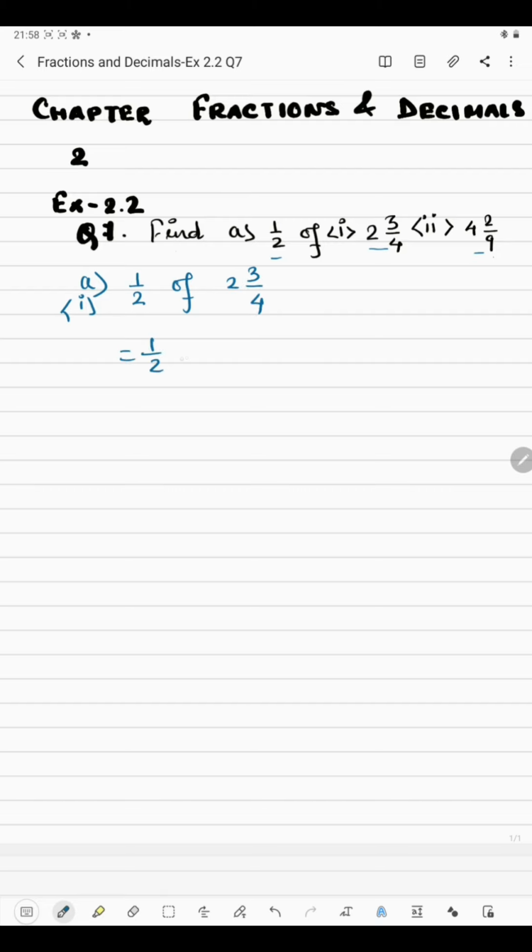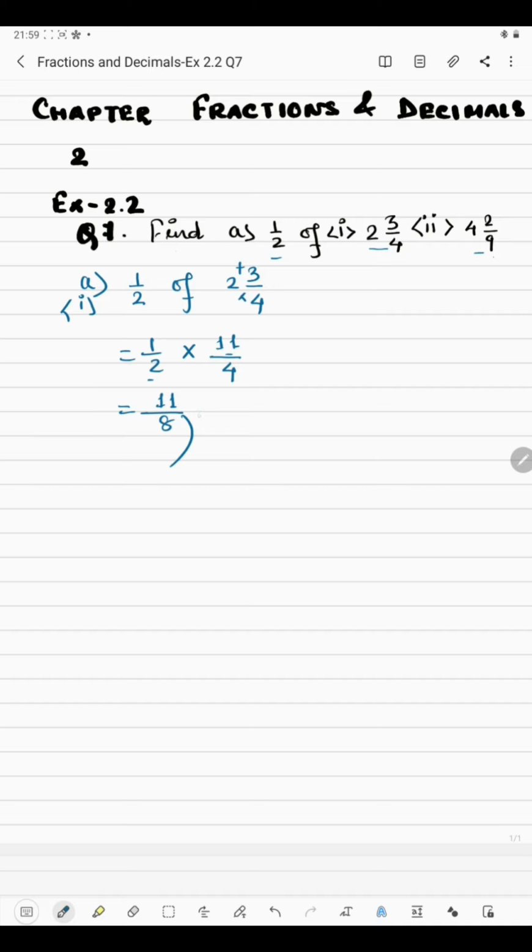Now half into this, we will have to convert it into an improper fraction. So 4 2s are 8, 8 plus 3 is 11 by 4. Okay, now we will have to check, can we reduce the fraction into lowest form? So here this and this we cannot cancel by any single digit. So we will have to just multiply the numerators. So 11 multiplied by 1 is 11 and 4 multiplied by 2 is 8.